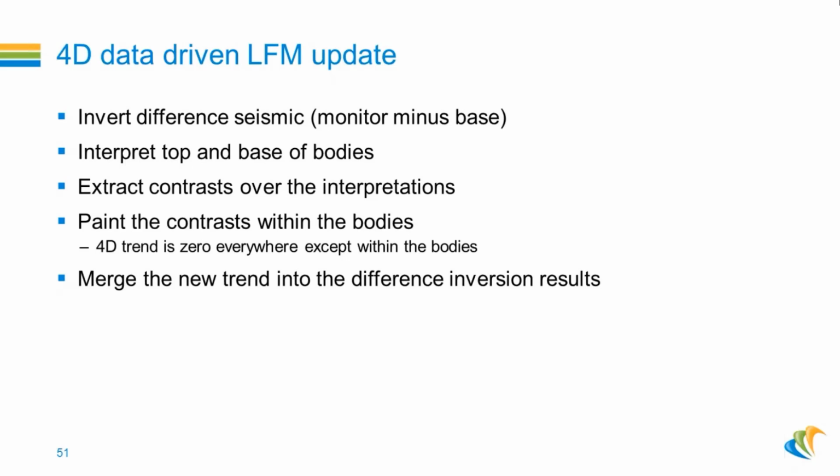So here we're going to invert difference seismic. We're going to take the stack information, or the partial stacks, from the monitor and from the base, subtract them, and then do an inversion on that difference seismic. We interpret the top and base of the bodies like we did in the Zechstein case, and then extract the contrasts over the interpretation and paint those contrasts within the bodies. We did that in 3D in the previous case, now we're going to do it in 4D, and then we're going to merge the new trends into the difference inversion results.